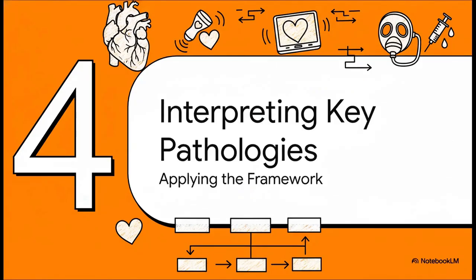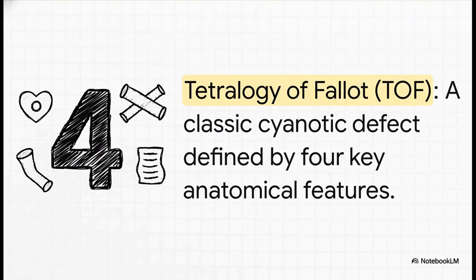All right, we have our framework. Now it's time to put it to the test. We're going to apply this systematic approach to a few of the most critical pathologies you're going to see, and we'll translate those echo findings directly into anesthetic implications. So let's kick it off with a true classic, one you will absolutely see in your practice, tetralogy of Fallot.